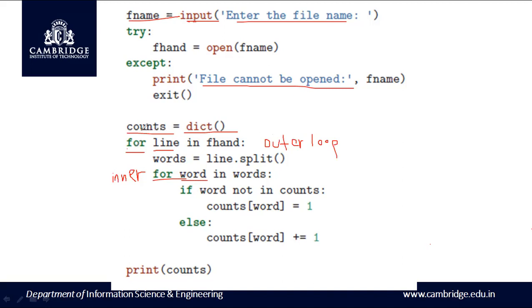Here, first an empty dictionary is created, that is counts. Initially there is nothing in the dictionary, so it is empty. So we have this counts dictionary.